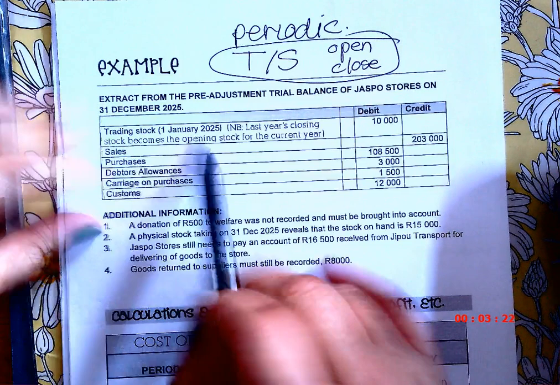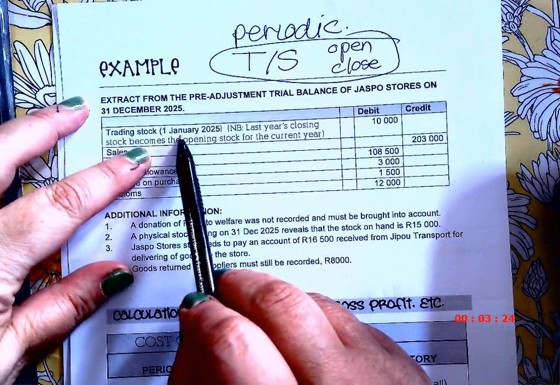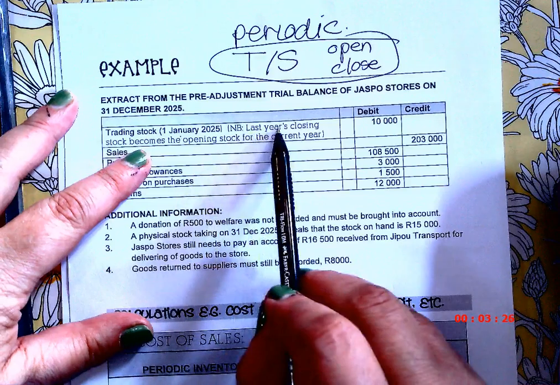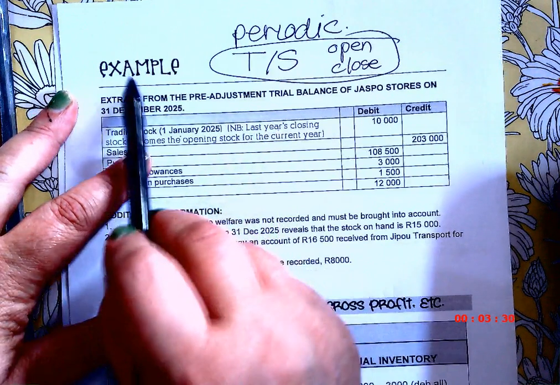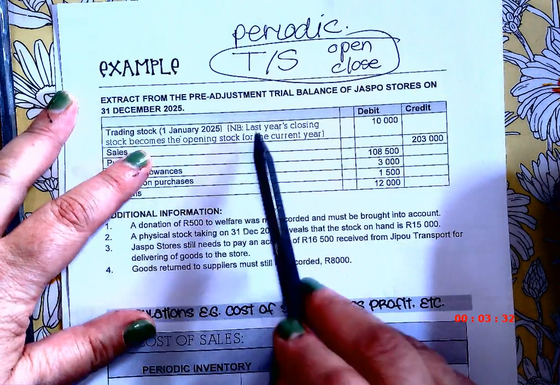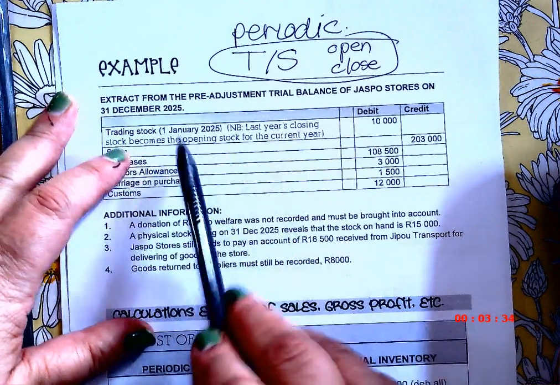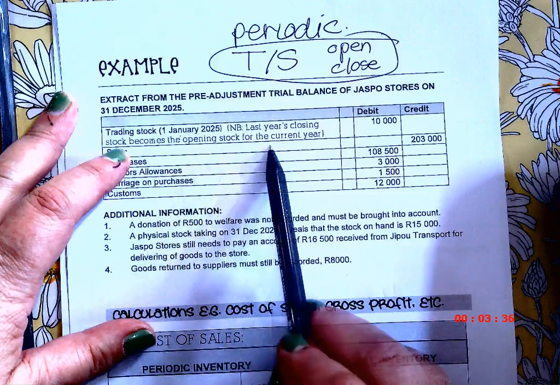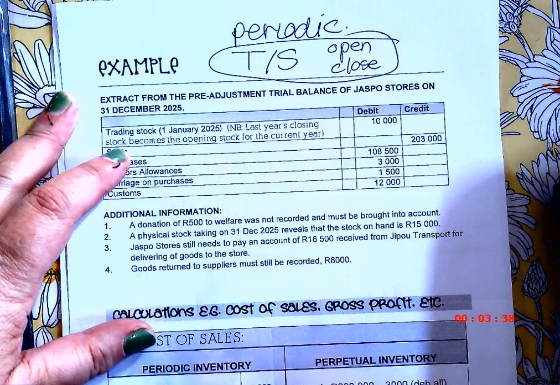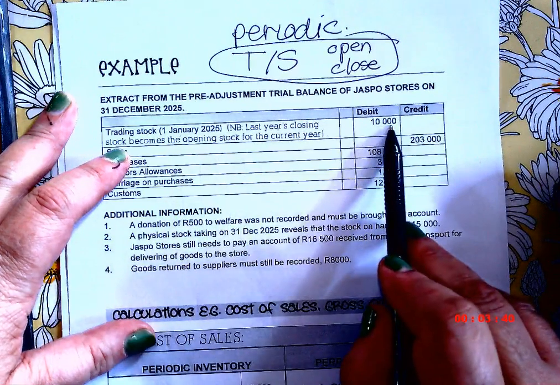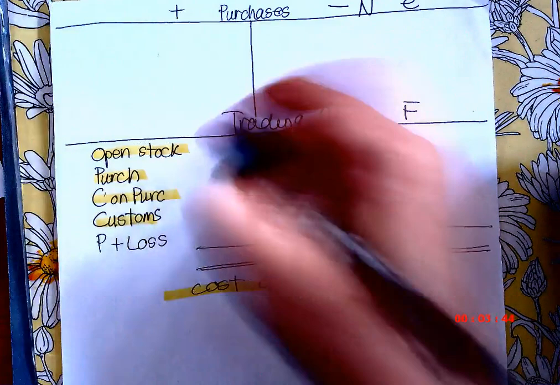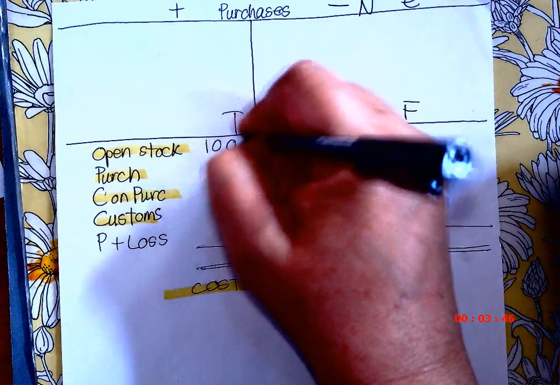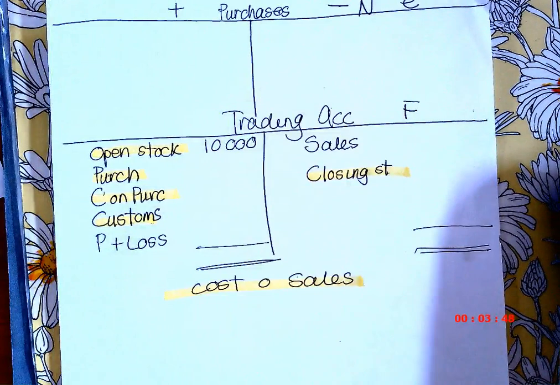So now they tell me here, trading stock 1st January. This is a little note, you won't find the note in normal exercises, it's just because it's an example. It says last year's closing becomes this year's opening. And can you see it's 10,000? So now I know my opening stock is 10,000. That's the stock I didn't sell last year.